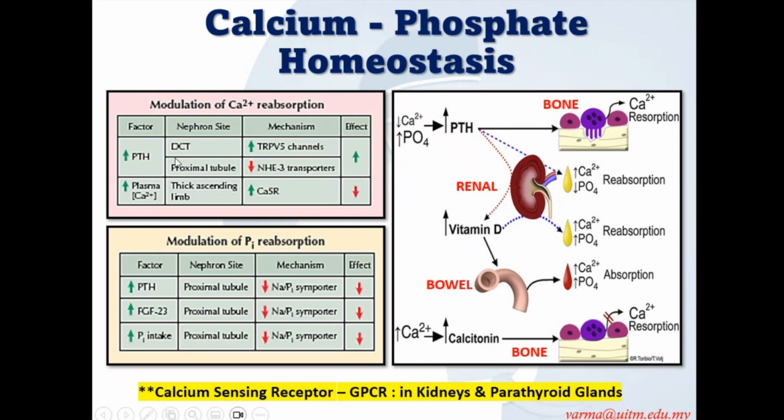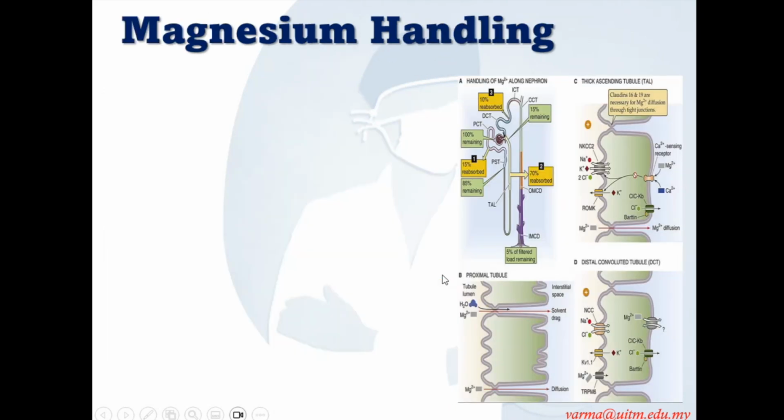How does this PTH affect your nephron? I've talked about it earlier, so I'm just going to leave it here, then you can all look at it. How do they know the level of calcium? There's something called the calcium sensing receptor, CSR, which is a G protein coupled receptor, highly abundant in kidneys and parathyroid glands.